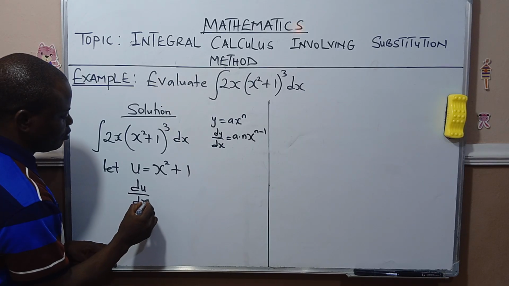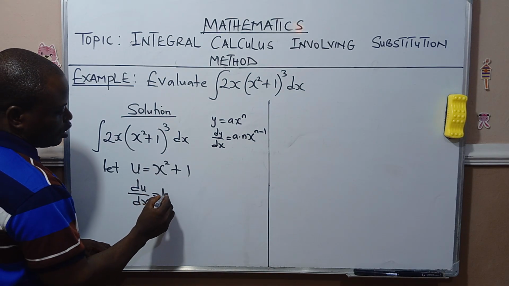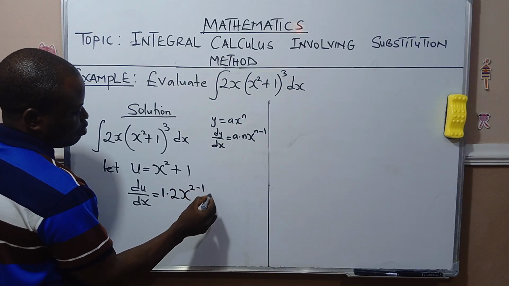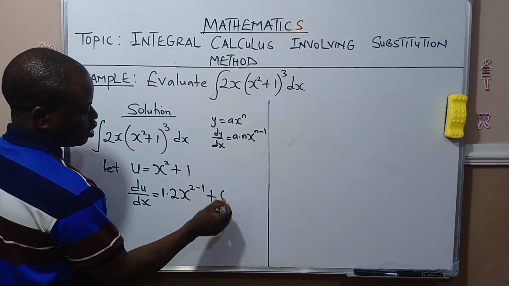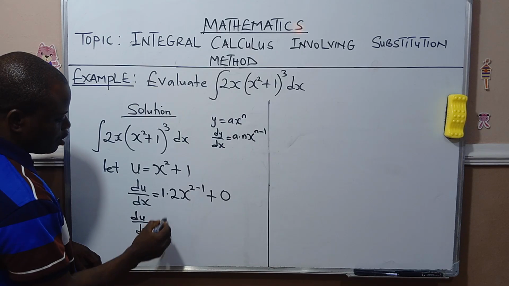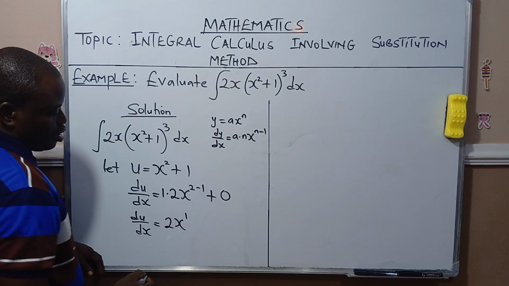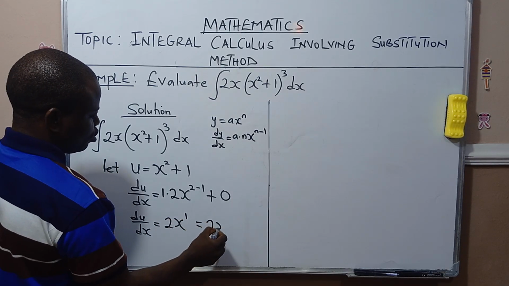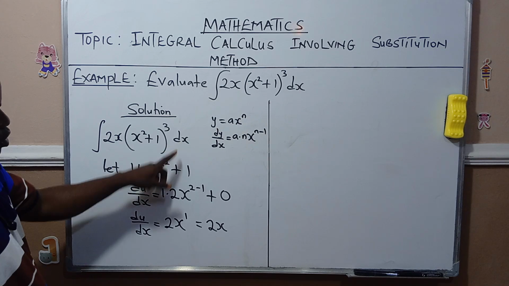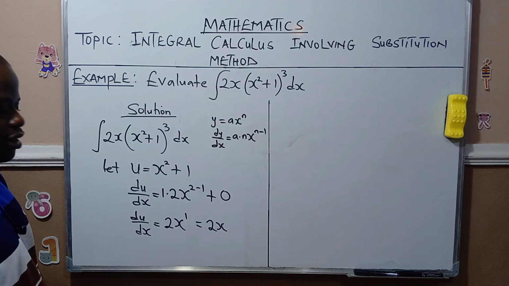du dx now, because we are differentiating u with respect to x, there's 1 at the front of x. The 1 times this 2 will come to the front, x raised to power 2 minus 1, plus the differentiation of the constant 1, which is 0. Now du over dx equals 1 times 2, that's 2, x raised to power 2 minus 1, that is 1, 2x raised to power 1, which equals 2x. And don't forget that at this junction, you're going to make dx the subject of the formula so that you replace it back in the integral.